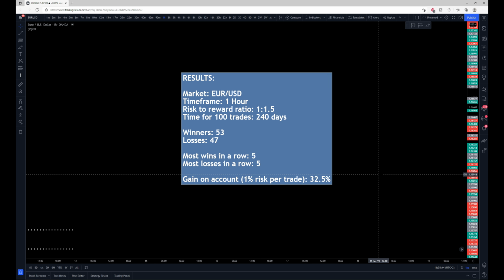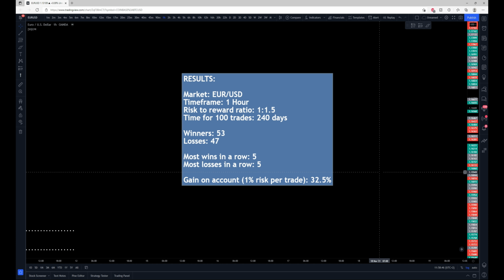Pretty good results here. Very surprisingly good. This was tested on euro against the US dollar on the 1 hour time frame using a 1 to 1.5 risk to reward ratio. The time for 100 trades was 240 days, and there were 53 winners and 47 losses. The most wins in a row was 5, and the most losses in a row was also 5. The gain on the account, risking 1% of your equity per trade, was 32.5%, or 65% if you are risking 2% per trade.